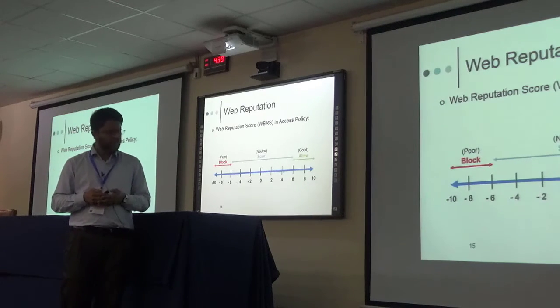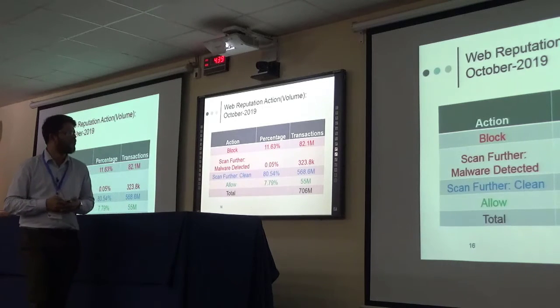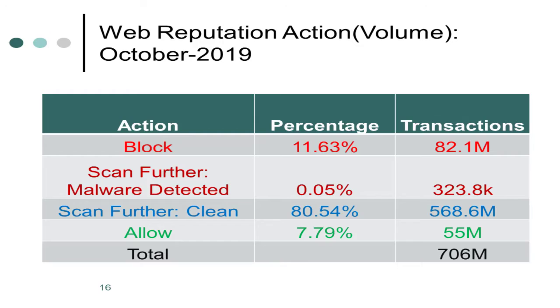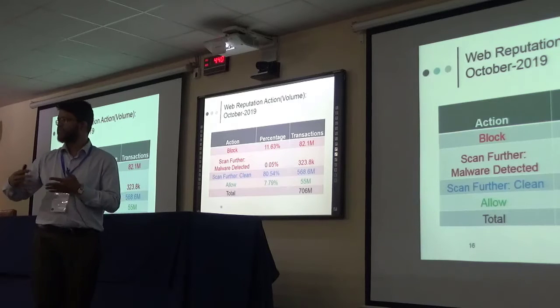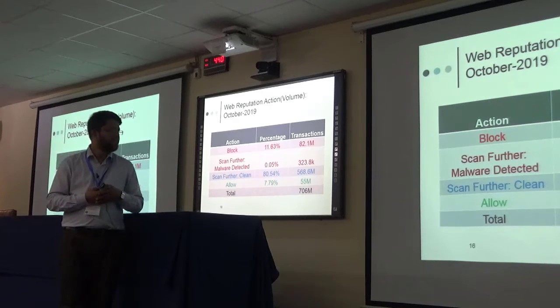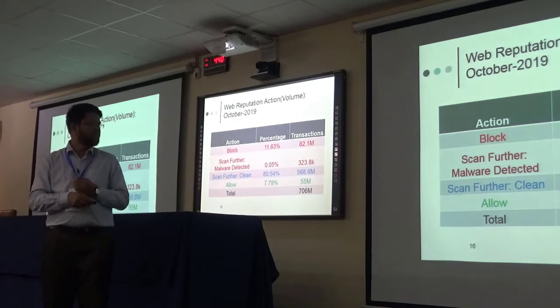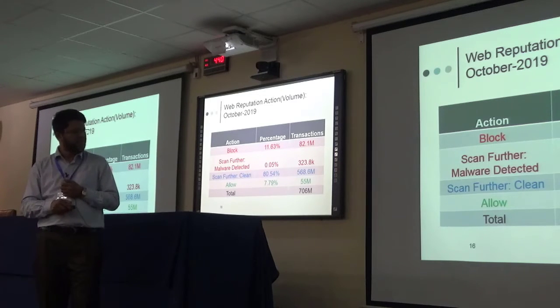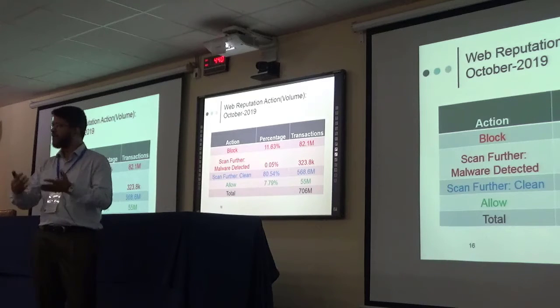Based on this WRS score, we'll see the data from October 2019. In this scenario, we saw that 11.6% of the data was blocked, which is actually 82 million transactions, and only 7.8% of the data was allowed by default. Most of the data, more than 80%, was scanned at the second level because it was between -6 and +6. After that scanning, most of the data passed as clean, but a few, 0.5% or say 323,000 packets, were blocked as malicious after analyzing the packet itself.